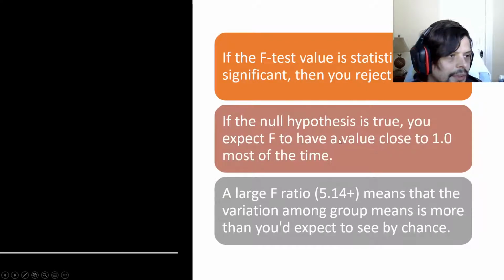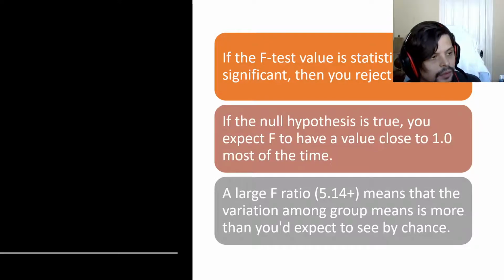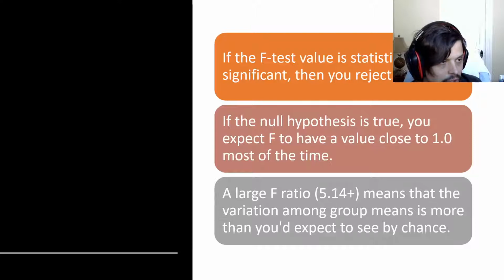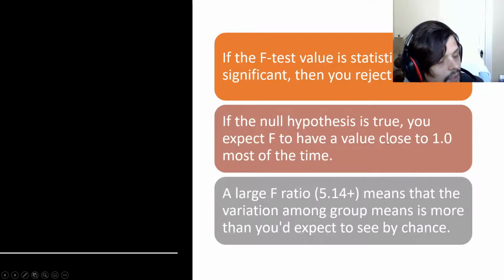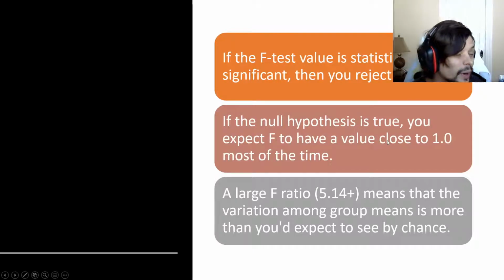If the F-test value is statistically significant, then you reject null. If the null hypothesis is true, you expect to have an F value close to 1 most of the time. A larger F ratio, which is 5.14 plus, means that your variation among group means is more than you'd expect by chance. So basically what I'm saying here is, if you have a small F value that's close to 1, then the null hypothesis is true. But if you get a bigger F value, and it can be more than 5, it can be less than 5, but you're around that number, you're going to reject null.